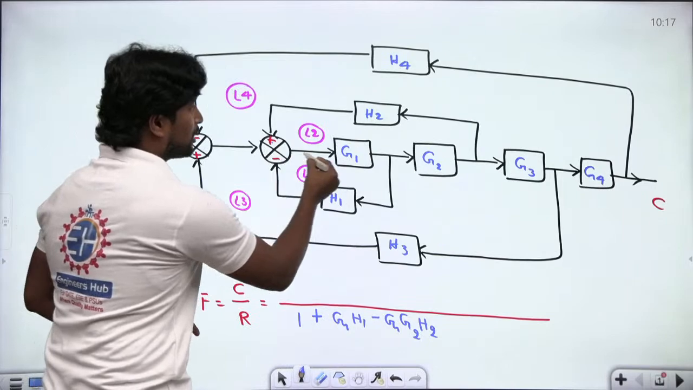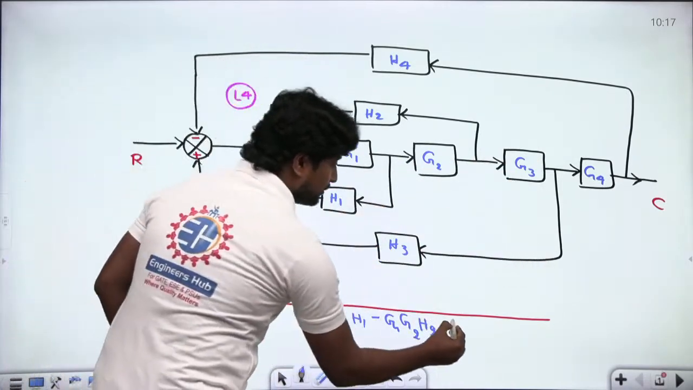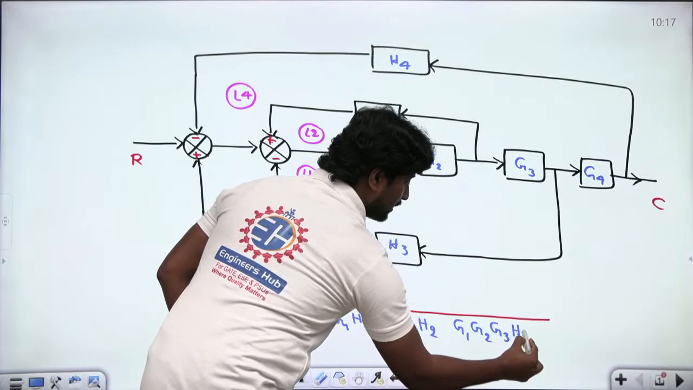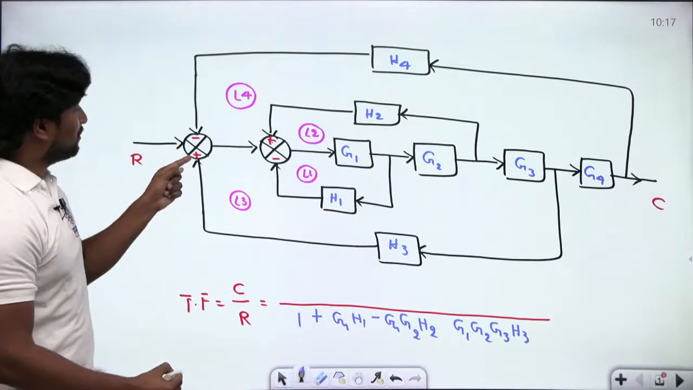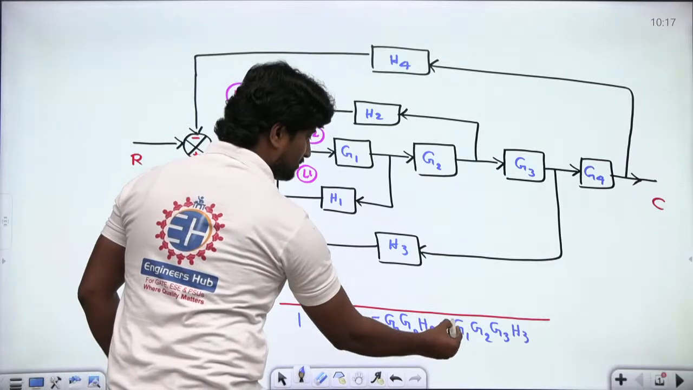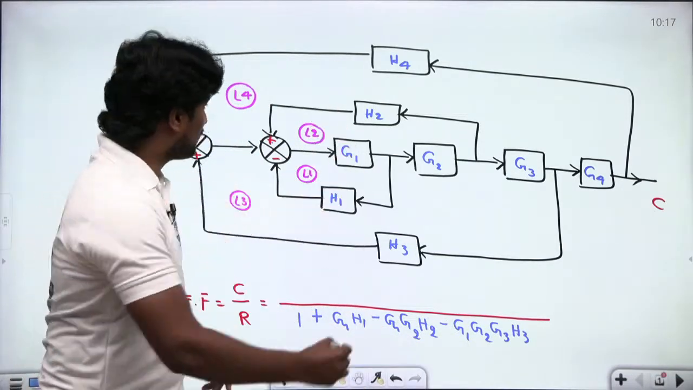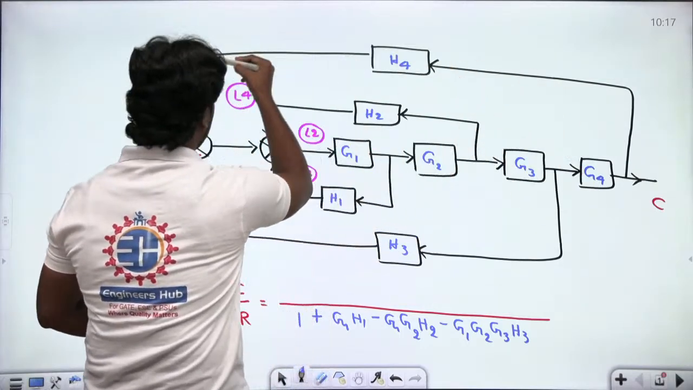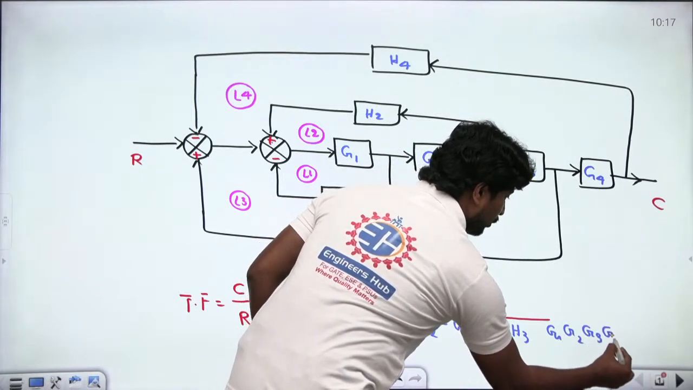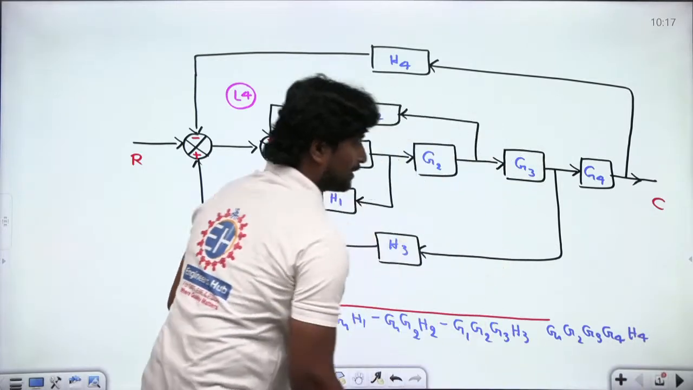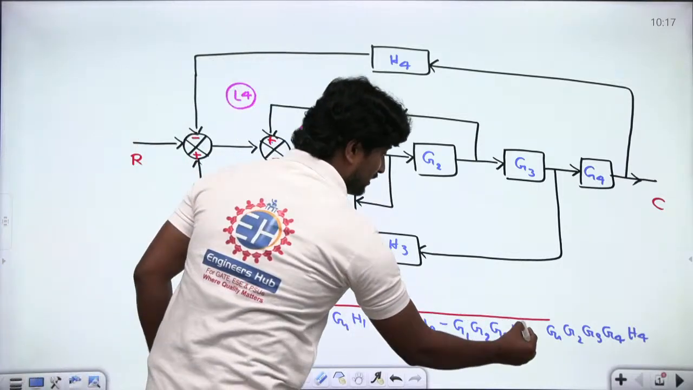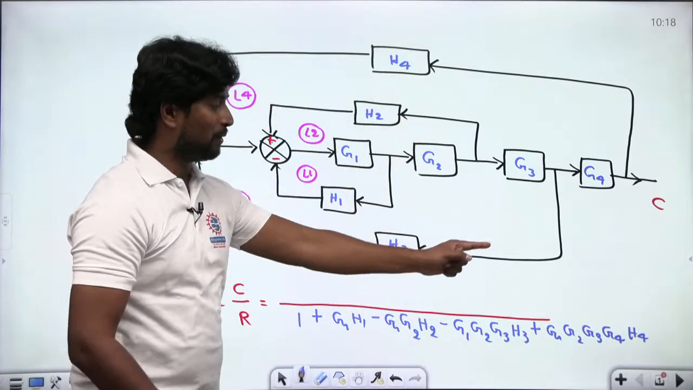Next, third loop. What is the third loop value? G1, G2, G3, H3. Guys, observe carefully. This one is again made up of what? The same positive feedback. If it is positive, no worry, consider the opposite sign. Minus. Got it? And the last loop. What is the last loop value? G1, G2, G3, G4, H4. And identify what it is made up of. Negative feedback. If it is negative, opposite sign, consider it here. Plus. Now the denominator part is done.